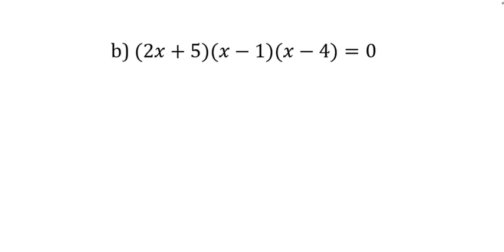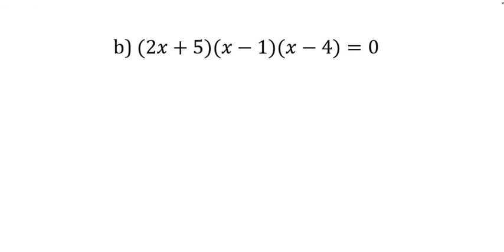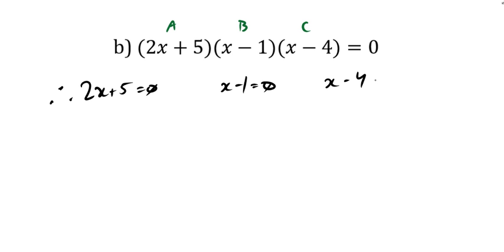Okay, let's try another one. We won't really get questions like this in grade 10, but just for our understanding, I think it's a little bit important to see. So if this is my A, this is my B, now I have a C, that's fine. Everything is multiplied. So what do I know? I know one of those 3 things has to equal 0. So therefore, 2x plus 5 equals 0, x minus 1 equals 0, or x minus 4 equals 0. One of those 3 things has to be equal to 0.